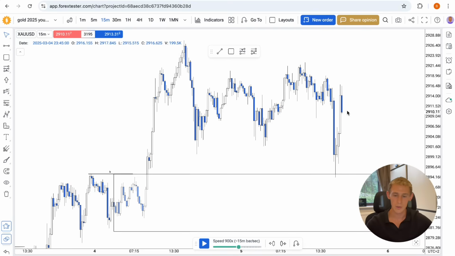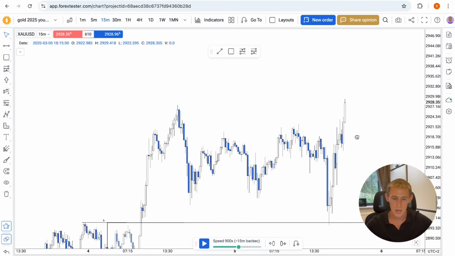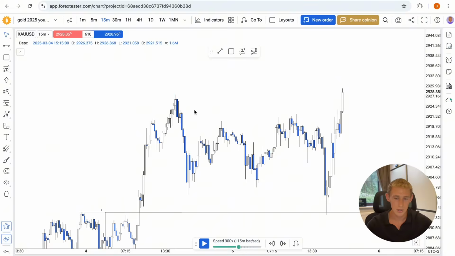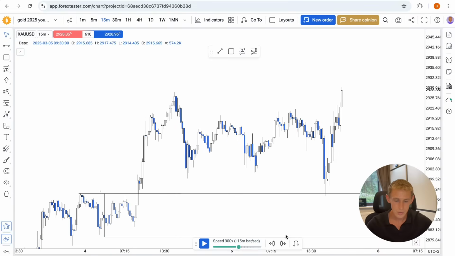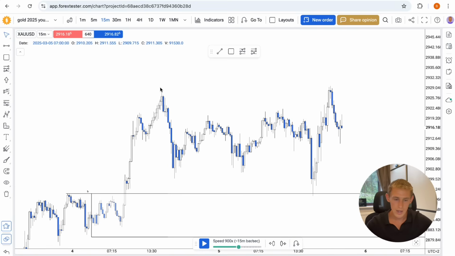One thing I would look for is if price can come down and re-grab the low and then presents a change of character. That would also be a valid scenario for me. But no, it looks like price just wants to go straight for the high here. So that's fine. It has reacted from the high.